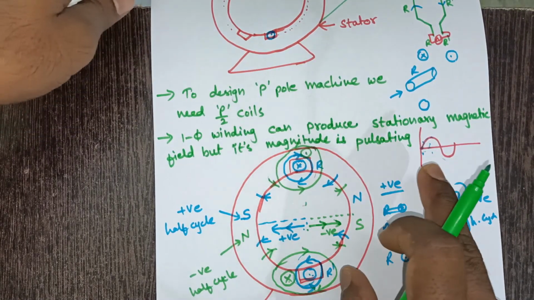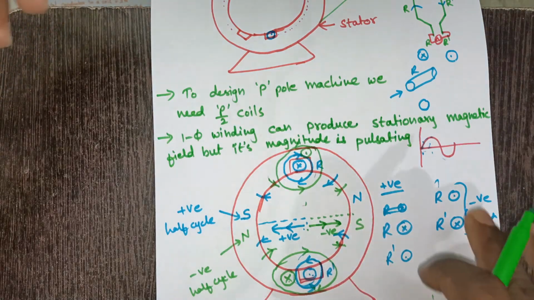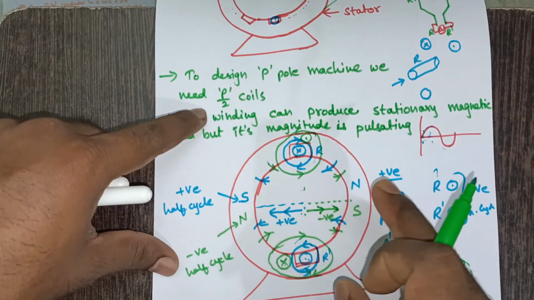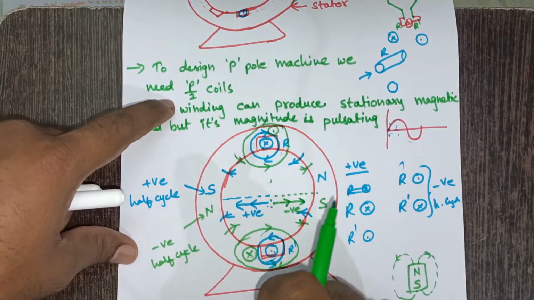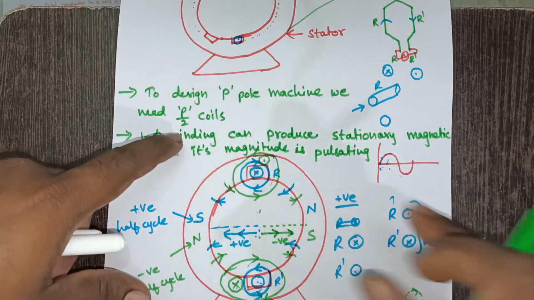These 2 points are very, very important, right? From this discussion, we will try to analyze the same phenomena with 2 coils. This discussion we had with only 1 coil. So let us try to discuss with 2 coils.